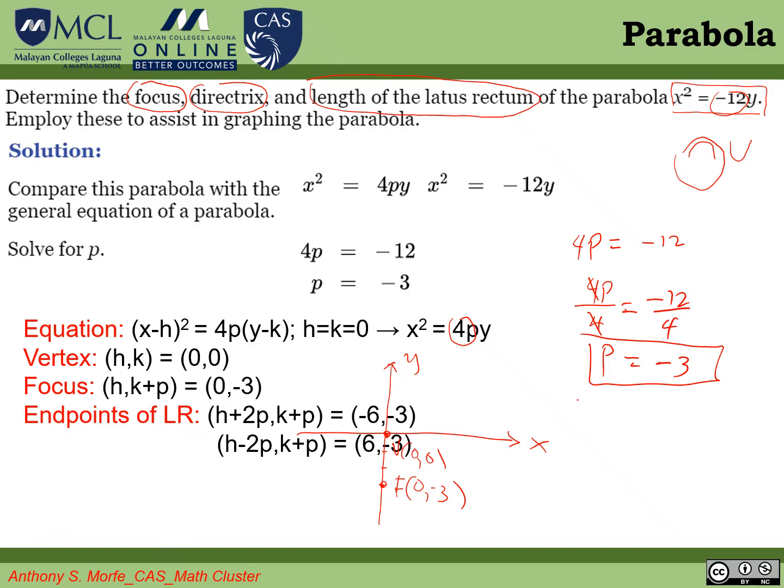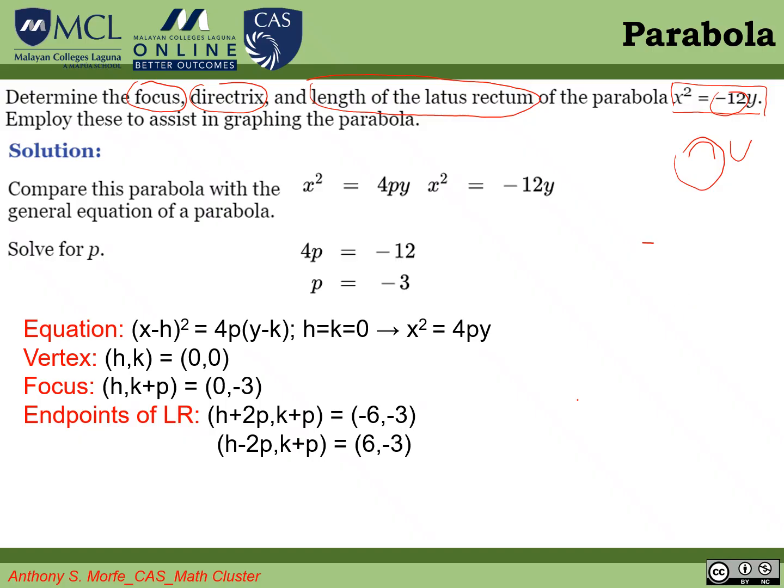Alright, I'll just erase this and I'll show you the illustration later. So this is how we solve for the focus, vertex, and length of the latus rectum. We don't have the directrix yet. So what is the formula of the directrix? The directrix is simply y equal to k minus p. Then our y is equal to 3.